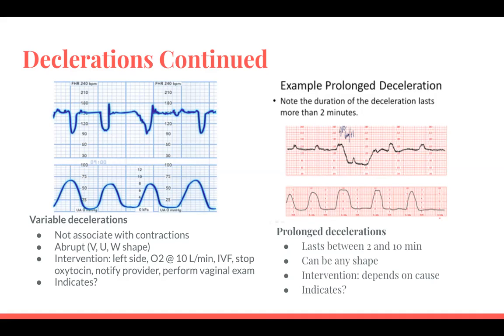So prolonged decels are also cord prolapse, uterine hyperstimulation, severe maternal hypotension. I keep saying hypertension. It is most definitely hypotension. And you still want to intervene in these ways. They last between 2 to 10 minutes. They can be any shape. That is just a general dip from the baseline. And that indicates a prolapsed cord or hyperstimulation or hypotension.